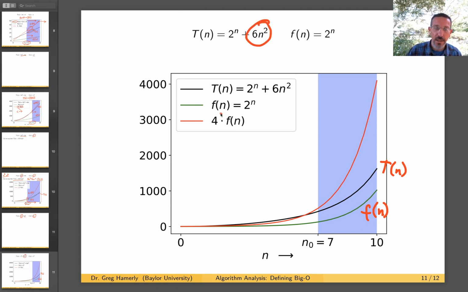But if we scale up f of n by a factor of c equals 4, then we get 4 times f of n, which is growing faster than T of n, as long as n naught is greater than or equal to 7. Okay? So all these examples show us a way of thinking about the relationship between this complicated T of n, and these have not been too complicated because I wanted to keep things simple for this lecture, and a simpler f of n. As long as we can choose a c and an n naught that make the definition true, T of n equals big O of f of n.